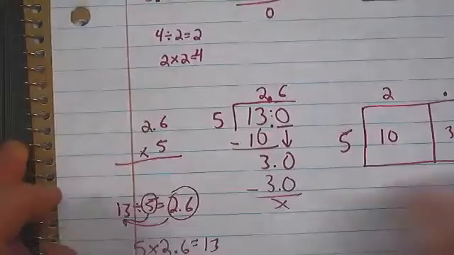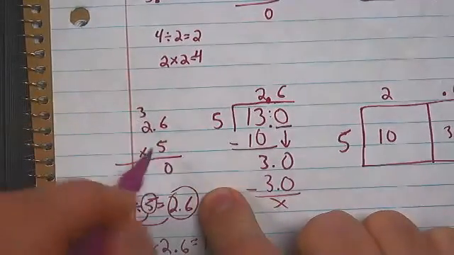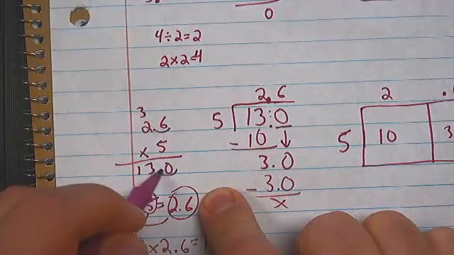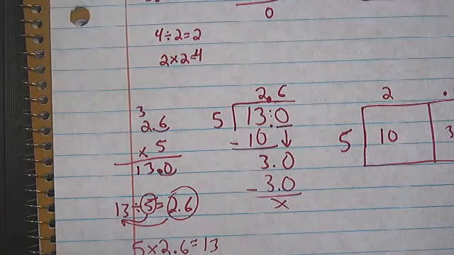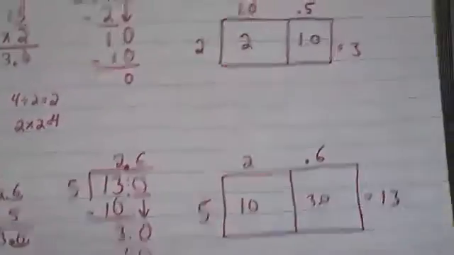Let's prove it just with the algorithm. 5 times 6 is 30, carry my 3. 5 times 2 is 10, plus 3 is 13. 1 decimal, 1 decimal, 13. All right, we're golden. And so that's how you would use an area model with division.